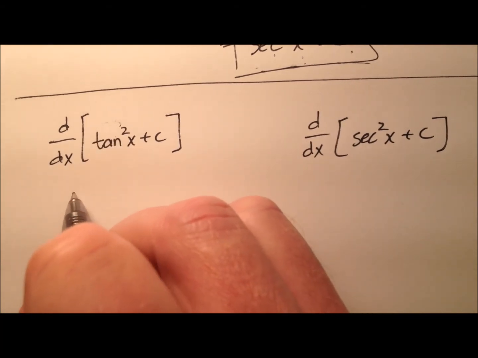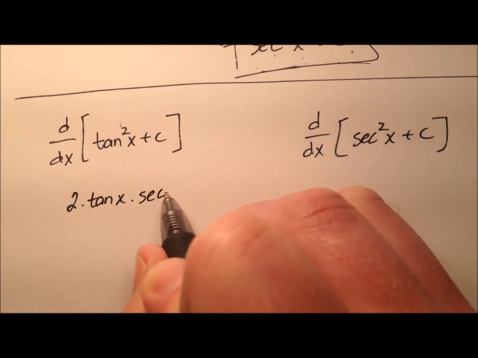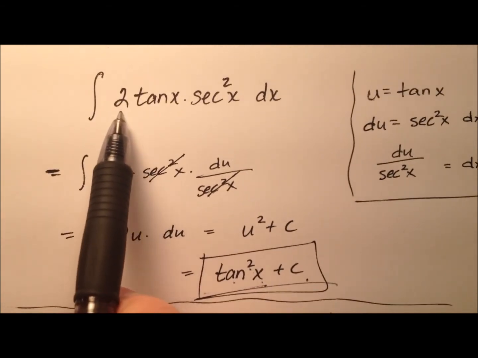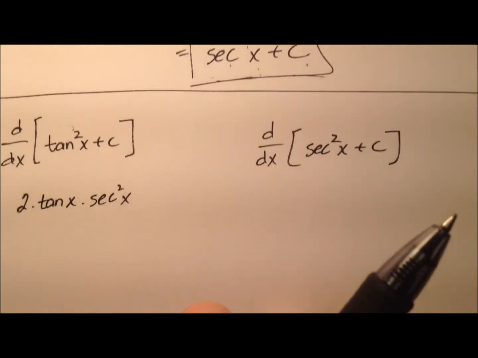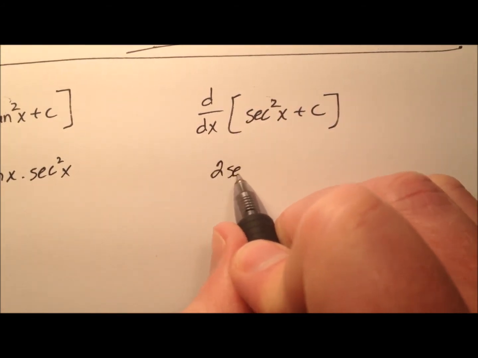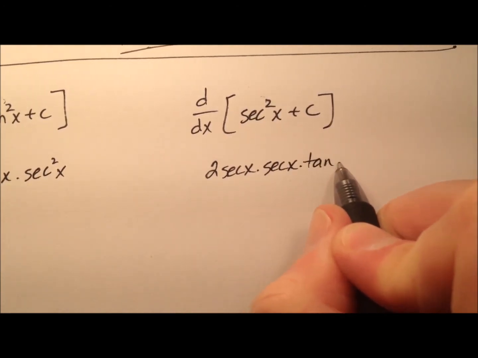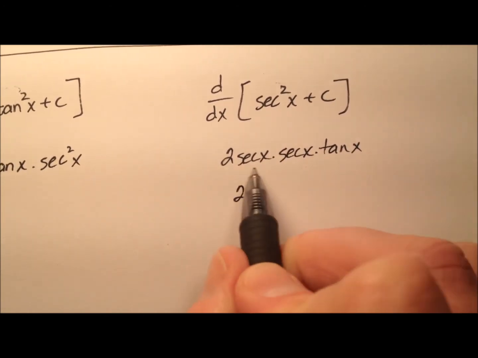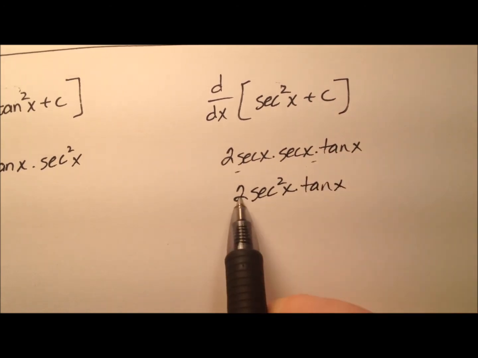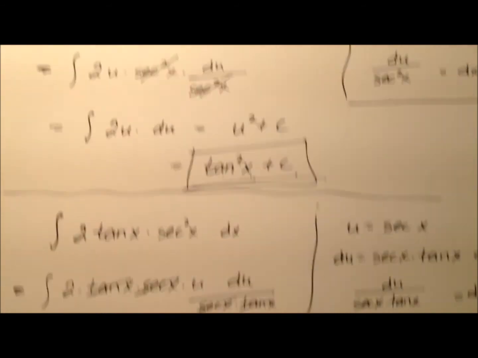So the 2 comes out front. So 2 times the tangent of x, and then times the derivative of tangent, which is secant squared. So 2 tangent secant squared. Okay, well that seems legitimate. Same thing on this one. The 2 comes out front. So secant, and then multiplied by the derivative, so secant tangent. And we could rewrite this because I notice I have secant squared. So 2 secant squared times tangent.